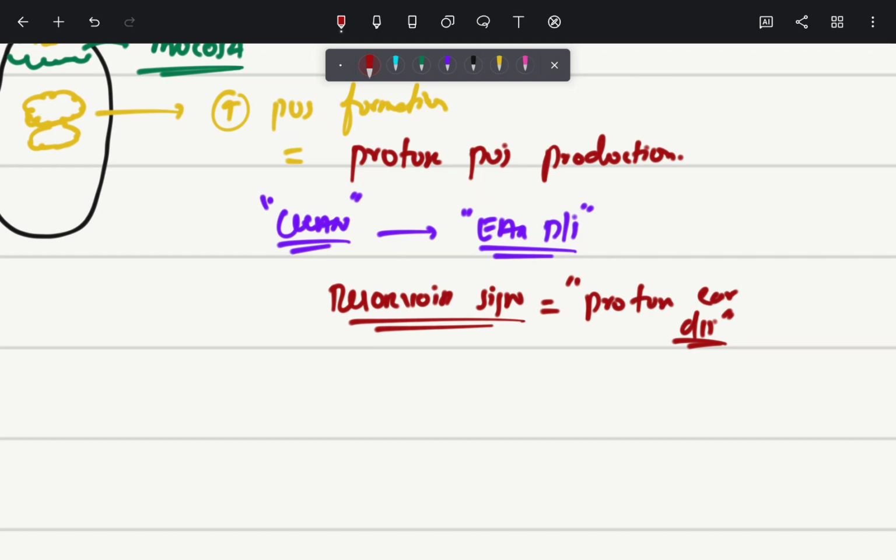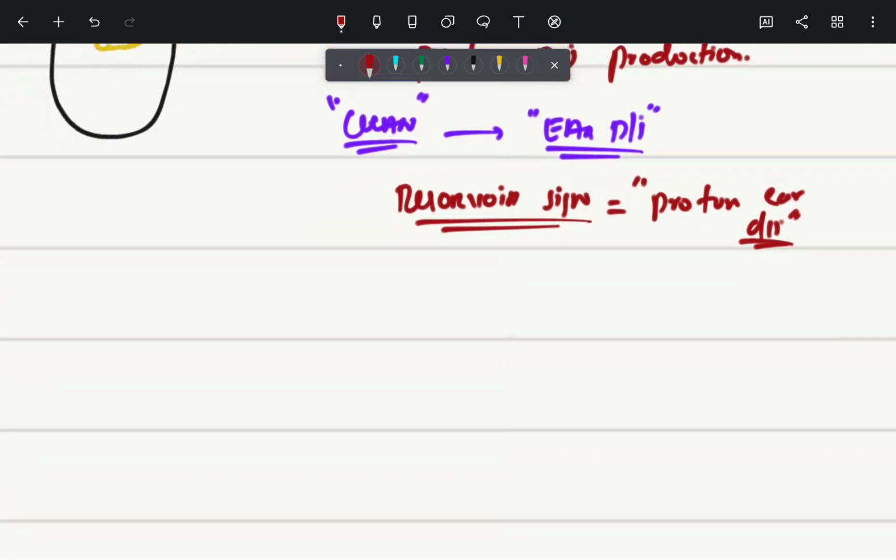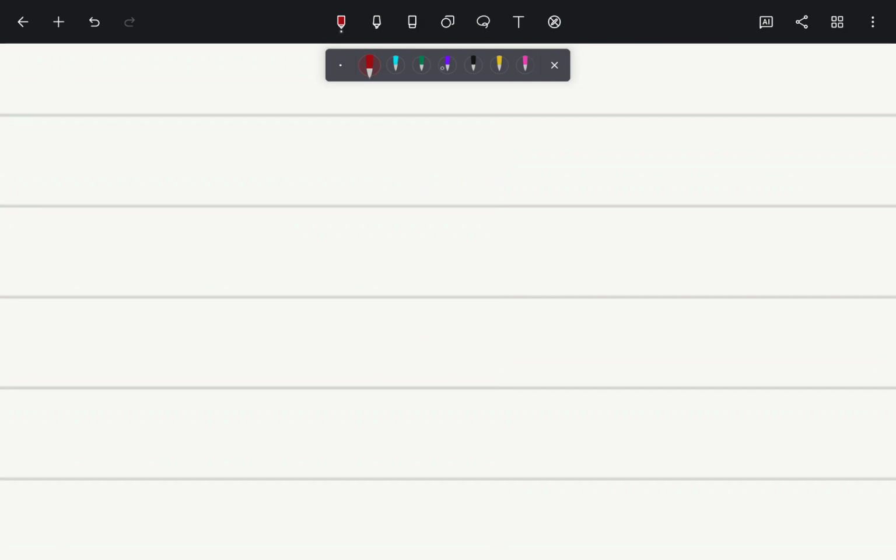Imagine like from the reservoir there is continuous flow of water. Similarly, the pus is continuously flowing. This is called as your reservoir sign. Now what are the investigations? The investigations are your X-ray mastoid, which is your Schuller's view.